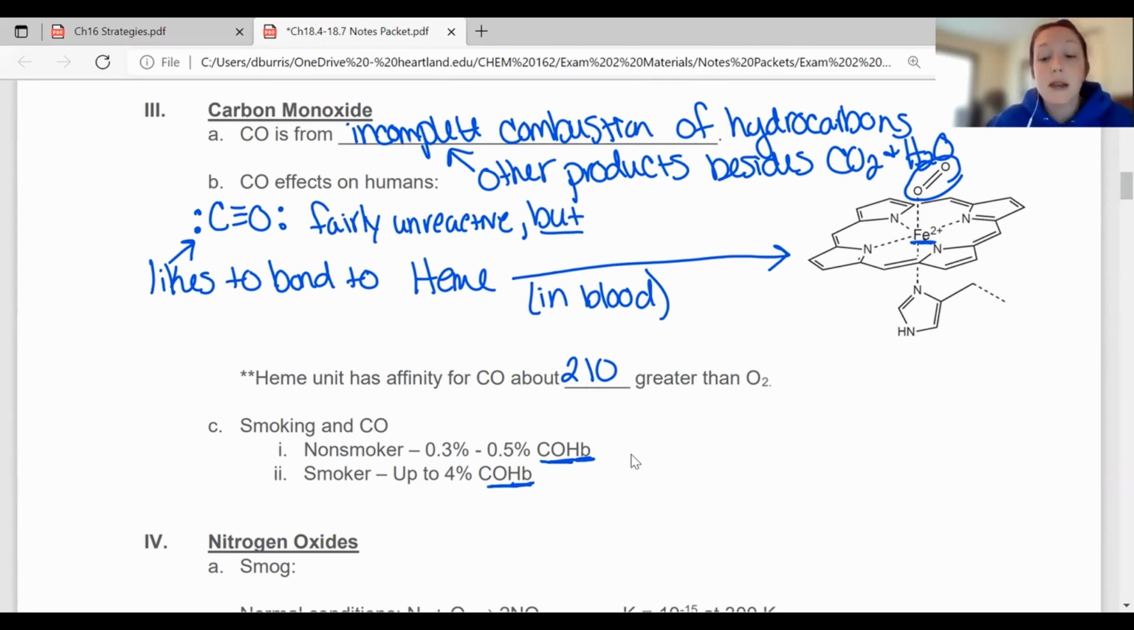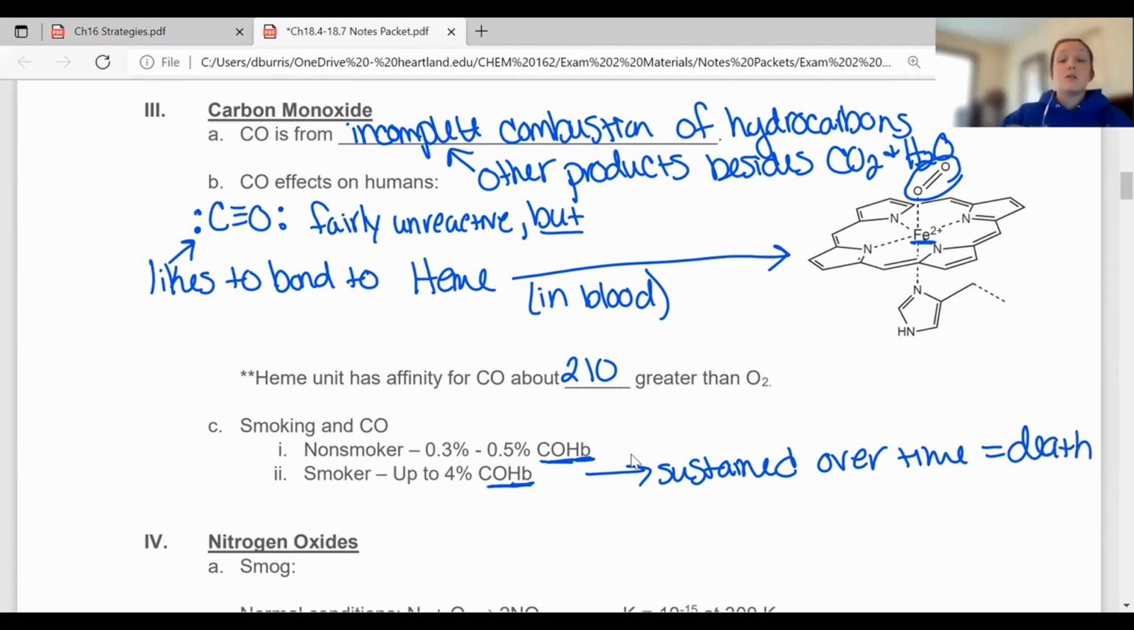Okay, so the more carbon monoxide that you have attached to that heme means you have less oxygen attached to that heme. And over a long period of time, this can kill you. If this high concentration is sustained over time, that can lead to death. So you don't want to obviously inhale a lot of carbon monoxide. All right, so that's carbon monoxide.